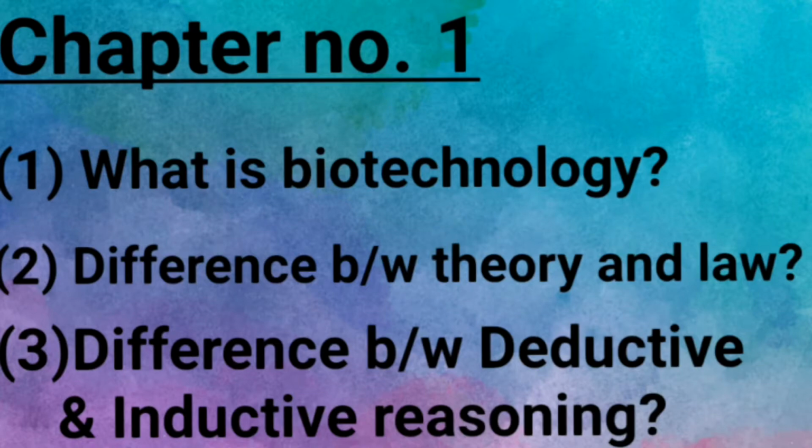The second is the difference between the theory and law. You have to write their definition and their example. The third is the difference between deductive and inductive reasoning. You also have to mention their definition along with their example.